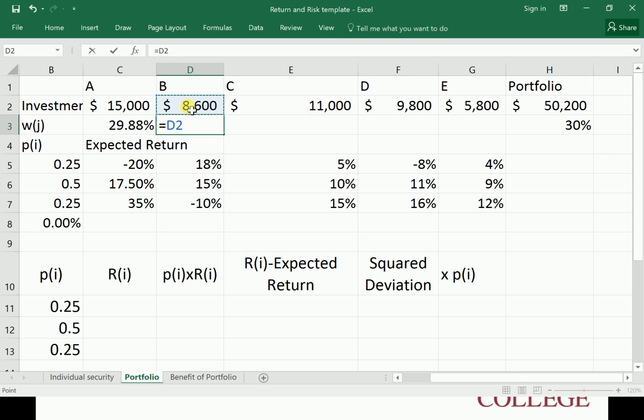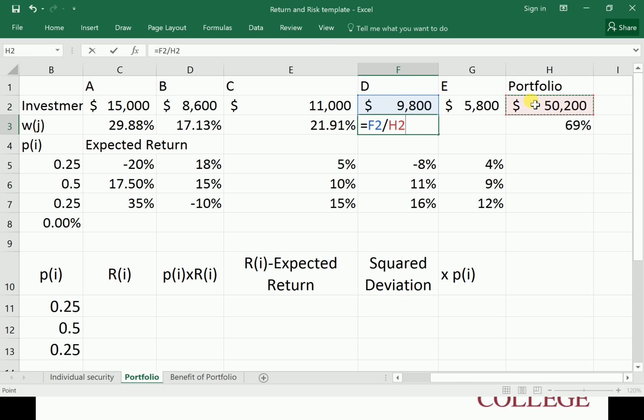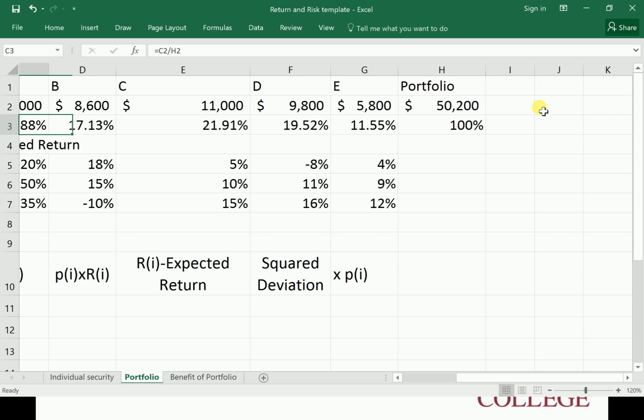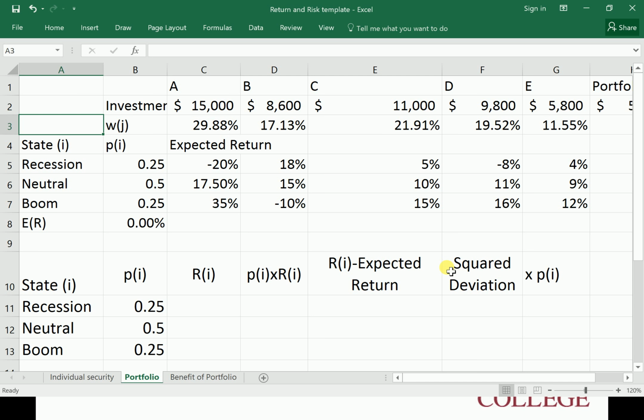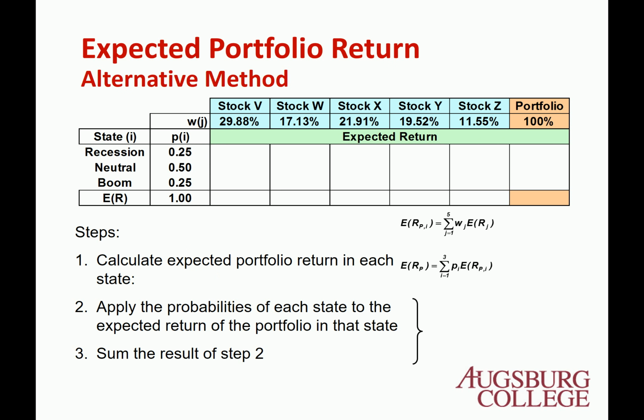For B, again, 17.13%. For C, 21.91%. For D, 19.52%, and for E, 11.55%, and the sum of these weights should be 1, right? Yeah, total investment. So that's how to find the portfolio weight. Now how to find the portfolio returns?